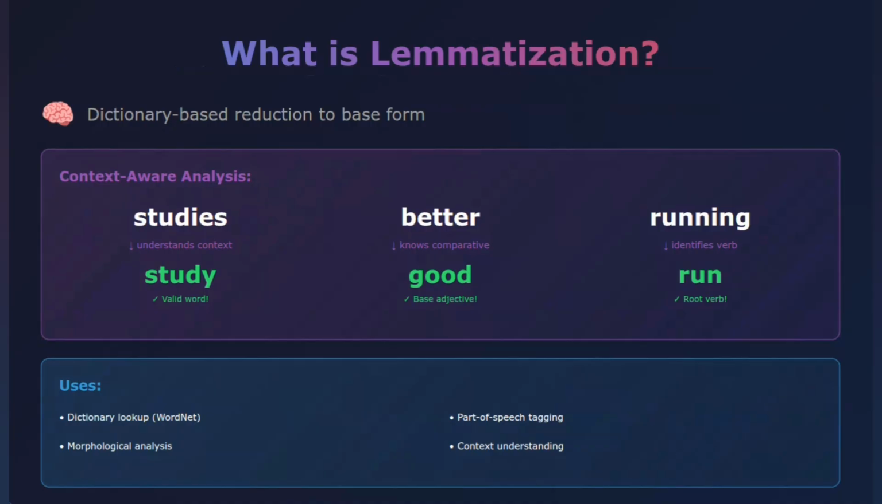Lemmatization uses part-of-speech tagging and dictionary lookups. It knows whether a word is a noun, verb, or adjective, and it finds the proper base form. It uses tools like WordNet, which is basically a massive lexical database, along with morphological analysis to get linguistically correct results. Think of lemmatization as a language expert, not just a word trimmer.